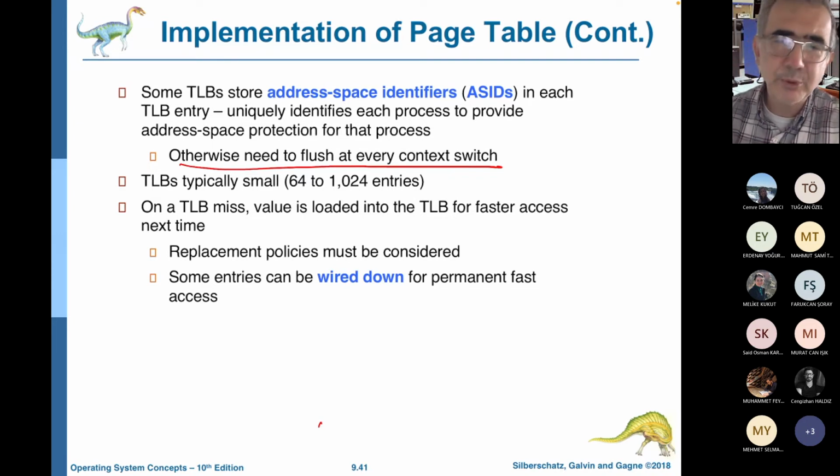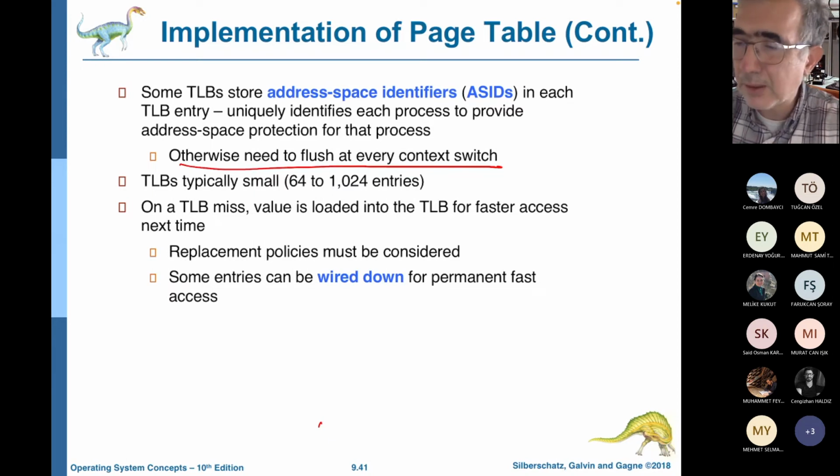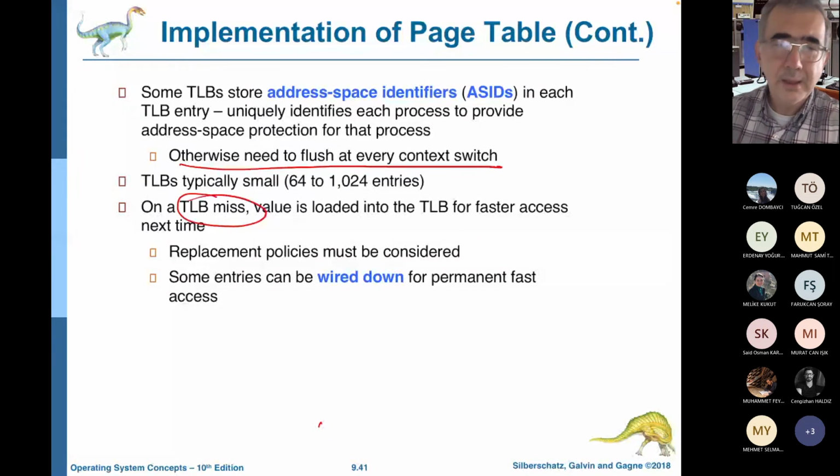Obviously, we cannot put everything into the translation look-aside buffer. It's a statistical kind of memory. It's like a cache. Sometimes there is a miss. If there is a miss, then we have to look at the main page table.